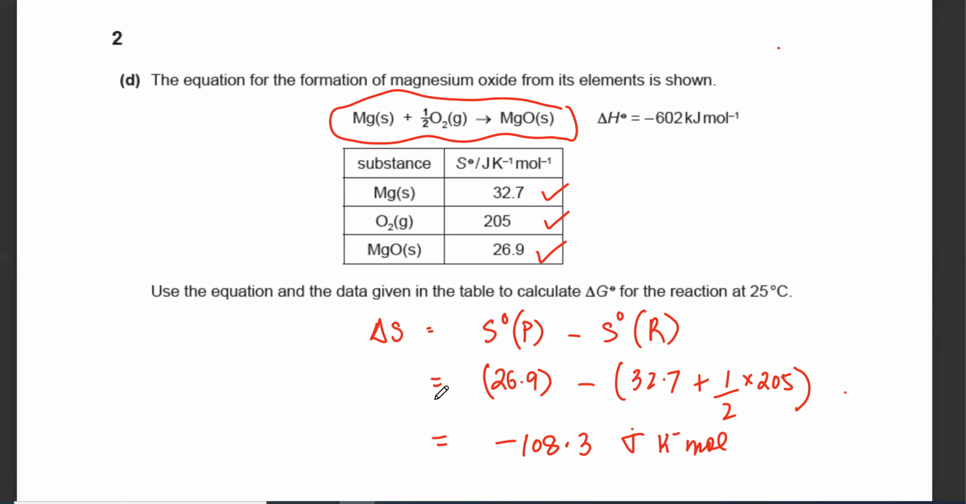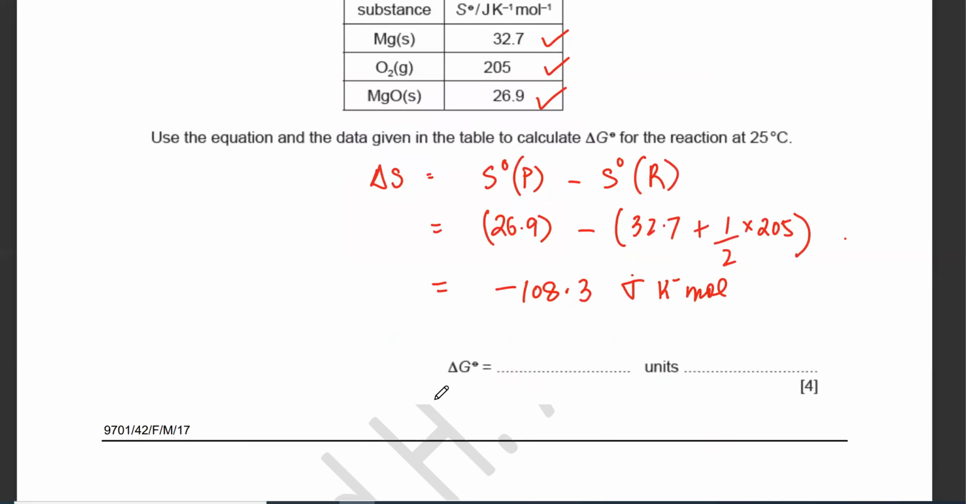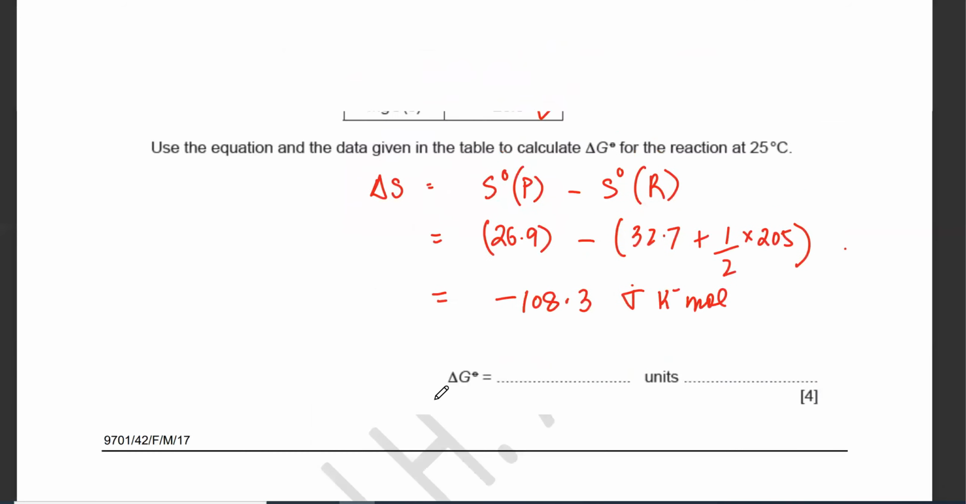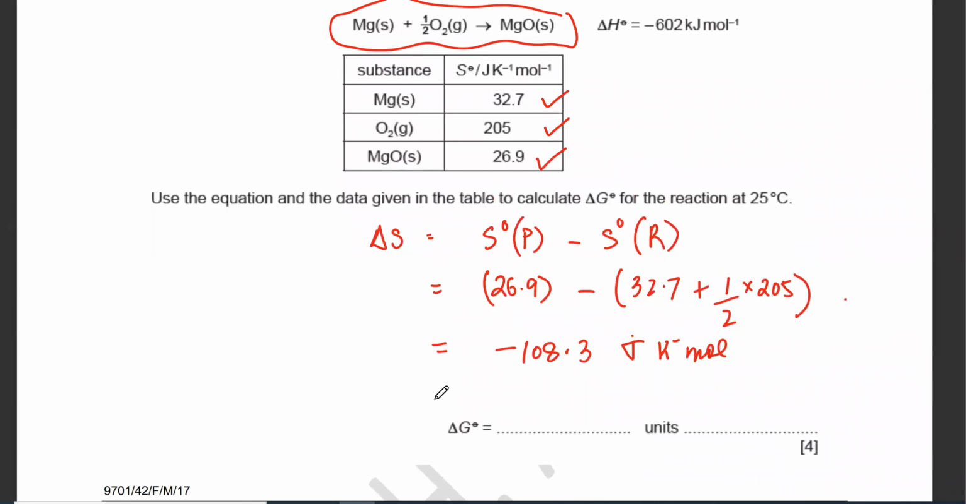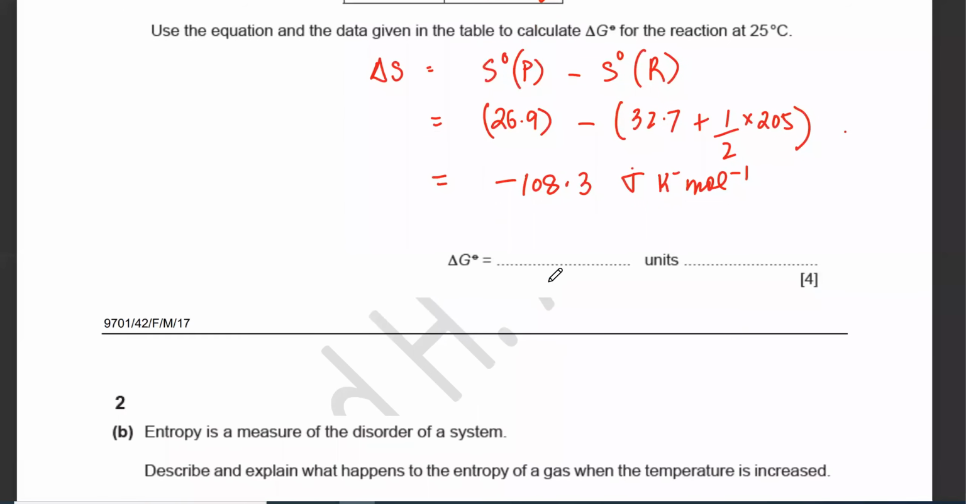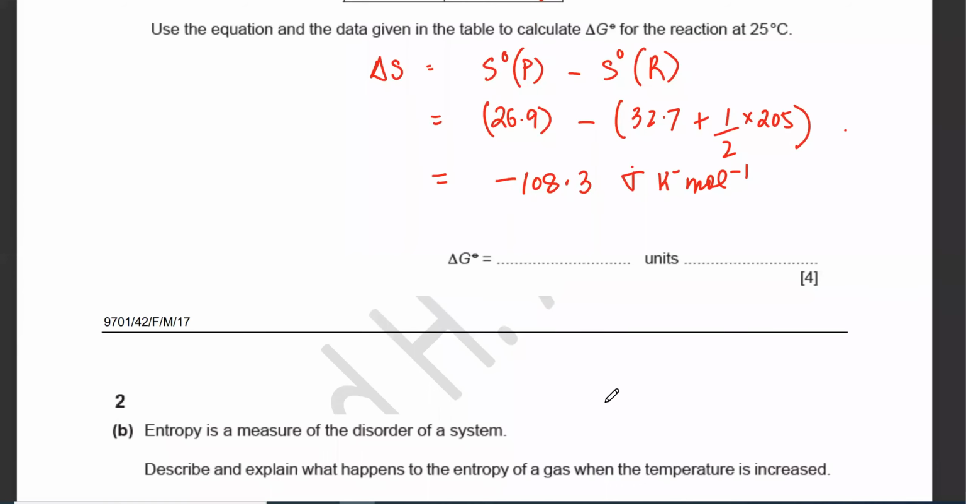Okay, Ibrar, is this clear? Yes sir. Sir, for the units of delta S, is it per mole or is it just mole? Sorry, it's per mole to the power of minus 1. Okay, so it's per mole, but it's written over here. It's per mole. Okay. So make sure you don't make that mistake.